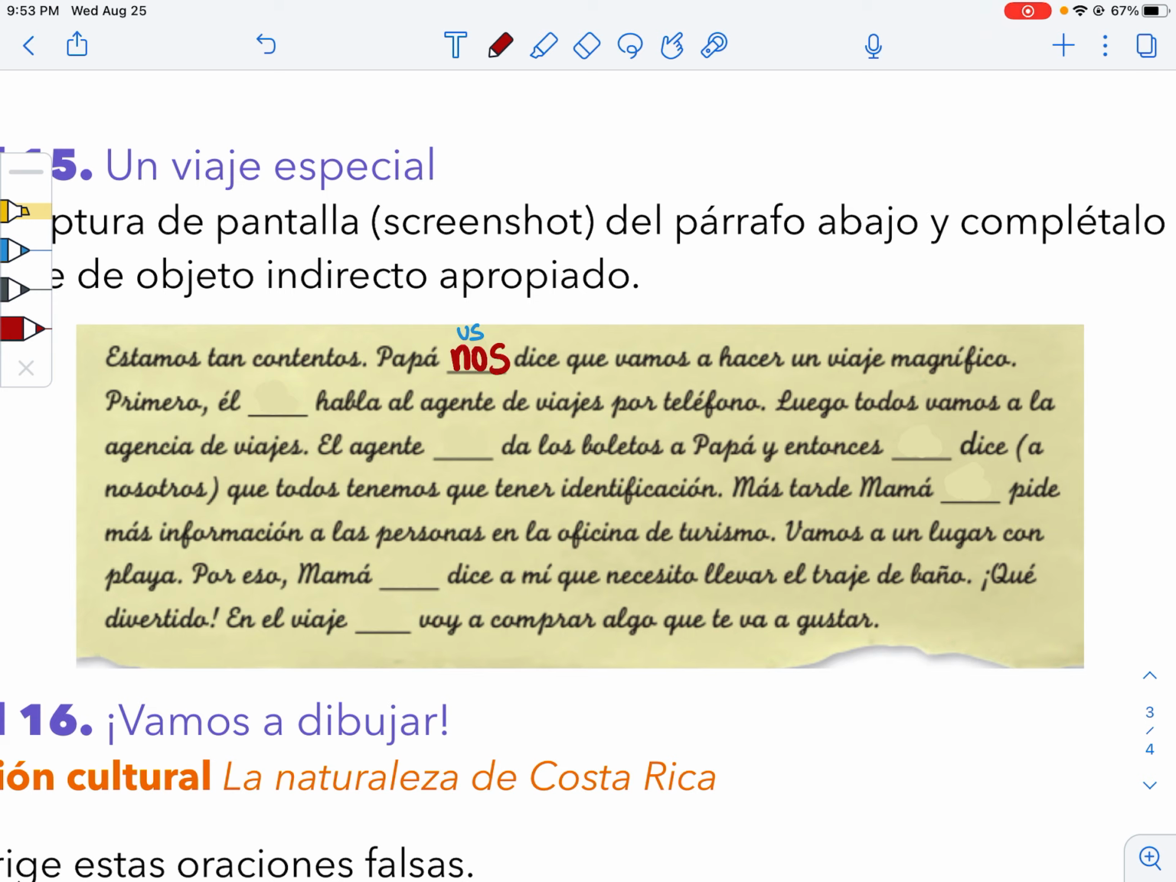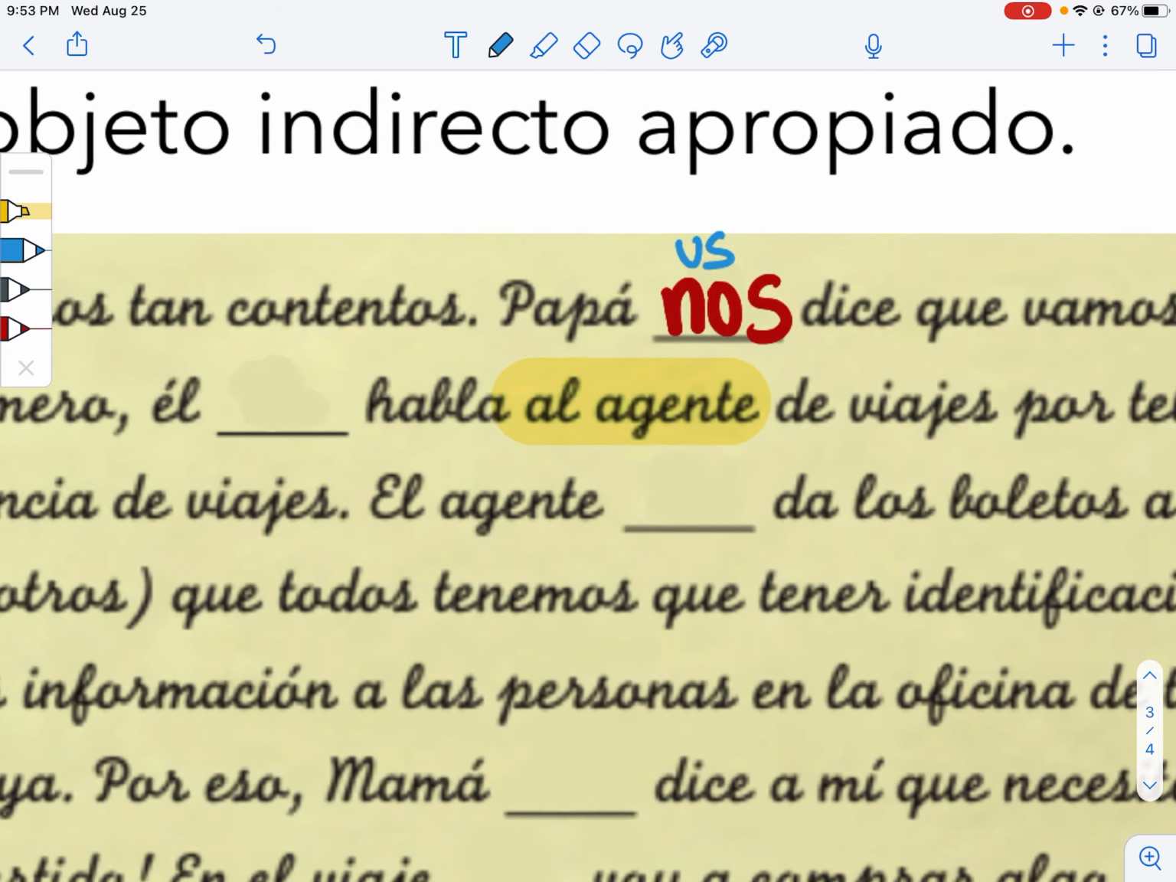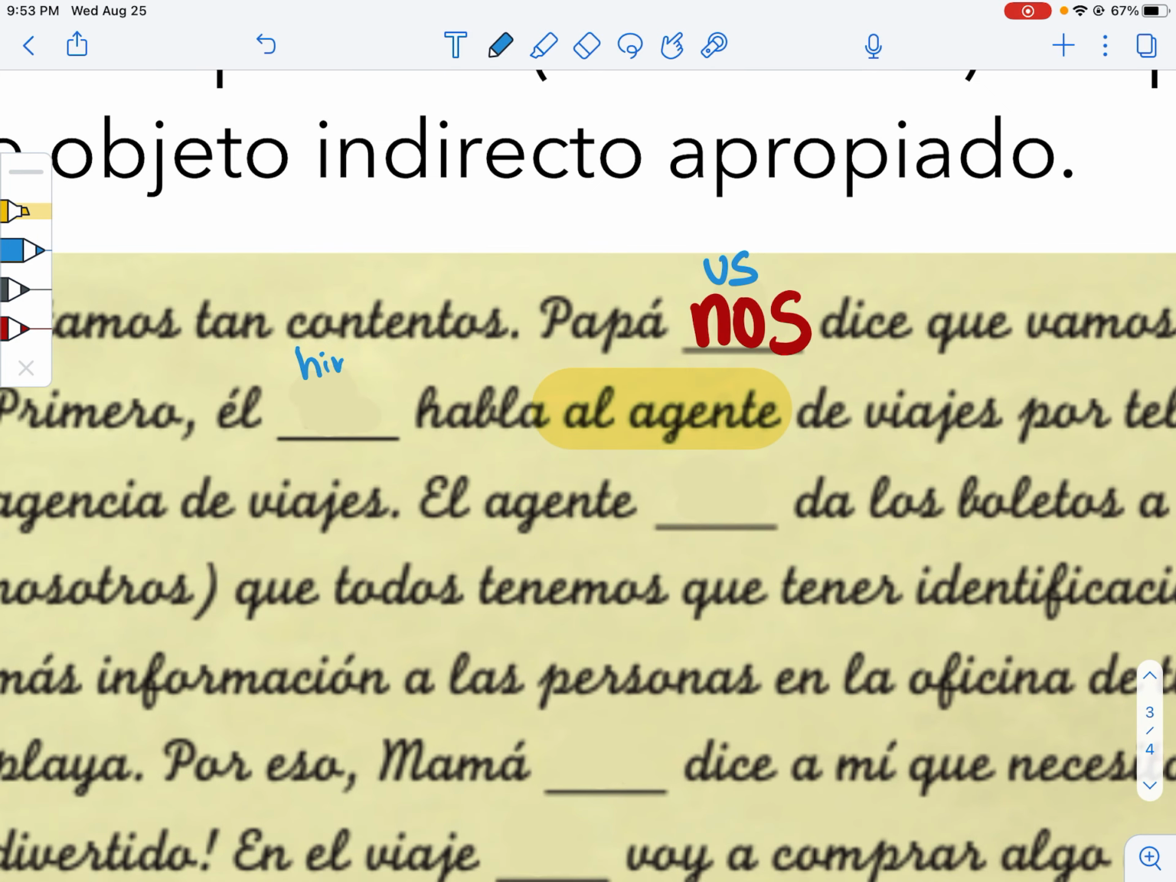Bueno, próximo. Primero, él habla a la gente de viajes. Oh, he speaks to the agents. Ooh, that would be, speaks to him. So he talks to him, speaks with him, is le habla.